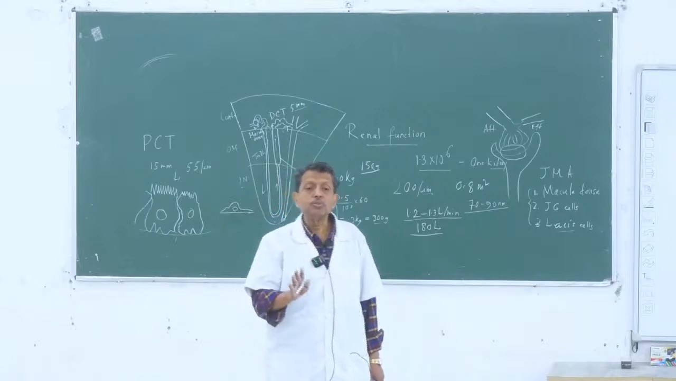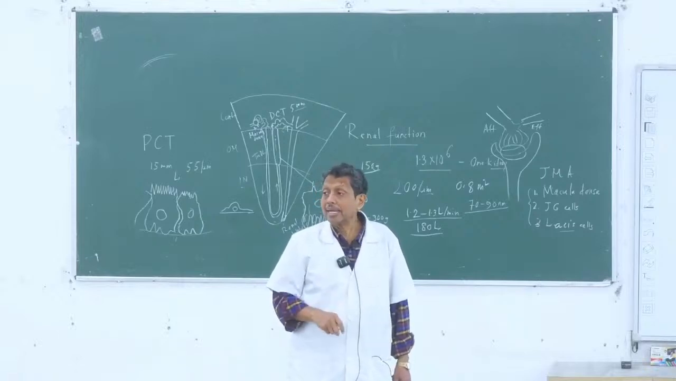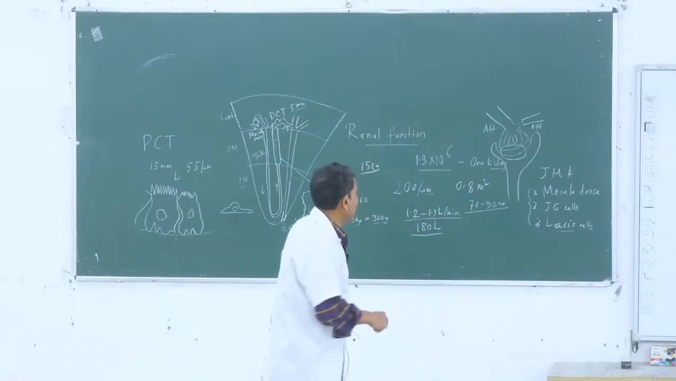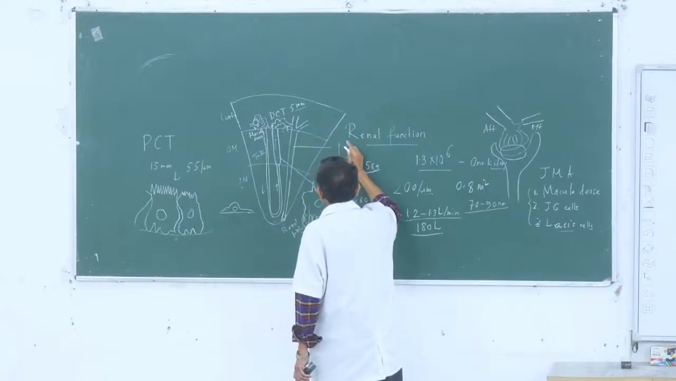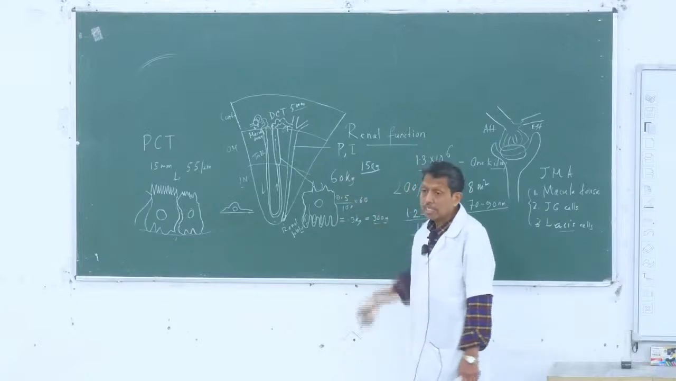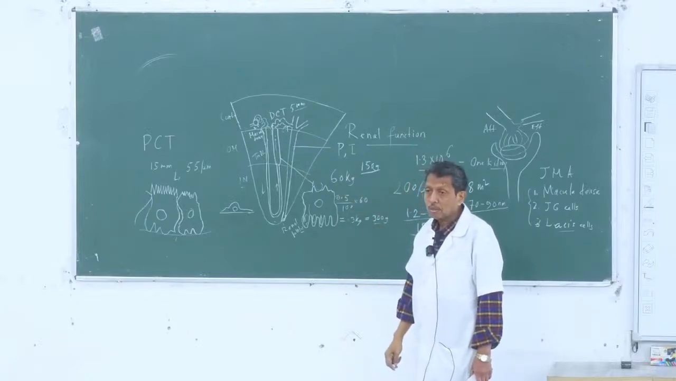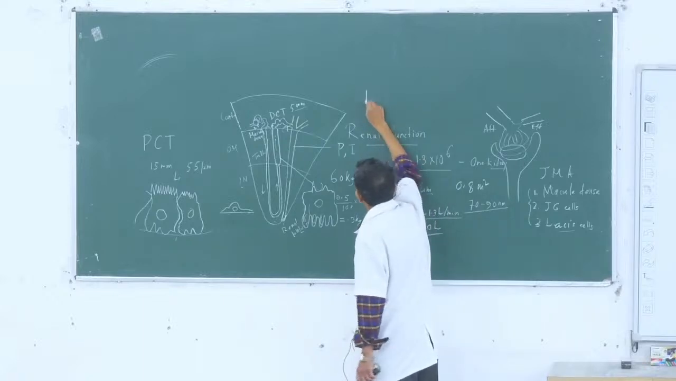In the collecting tubules, there are two types of cells: principal cells, or P cells, and intercalated cells. P cells are relatively tall.